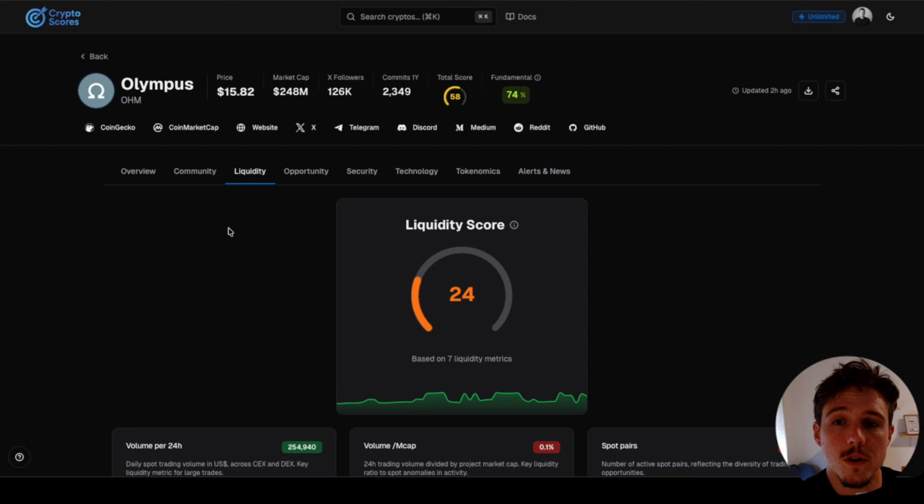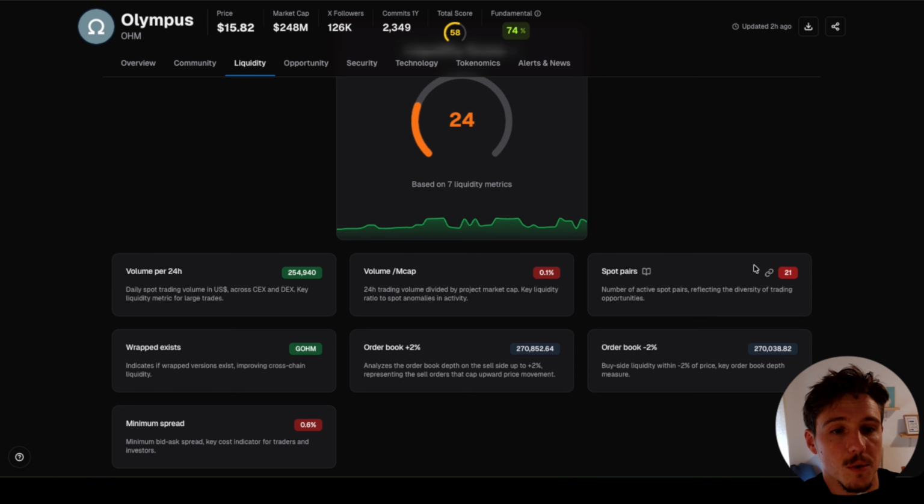Now, if you compare that to Olympus and you go to liquidity, with only a liquidity score of 24 over 100, you can scroll down and see that the spot pairs available is only at 21. That's in red. The color says it all. That's a fraction of what Aave has, and your trading options are now limited. You are relying on a small number of exchanges, and if any of them removes the token, your access shrinks even further. But does it mean that the project is bad? Not necessarily, of course, but it means your trading experience will be more constrained, and your exposure to exchange-specific risks is higher. That's something you need to factor into your decision.